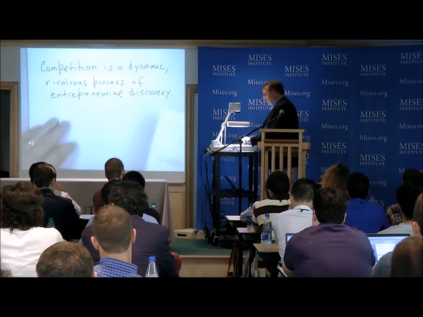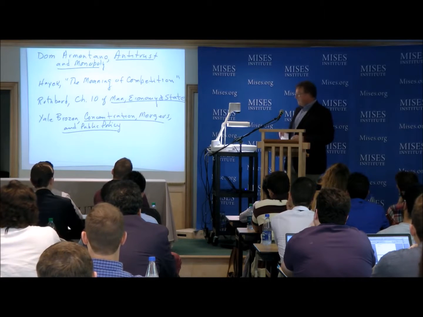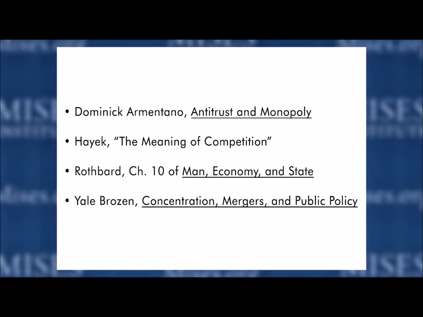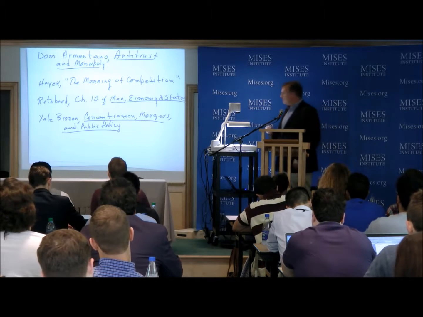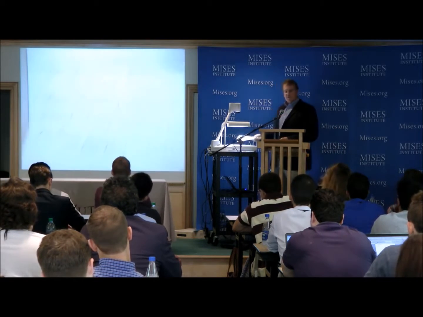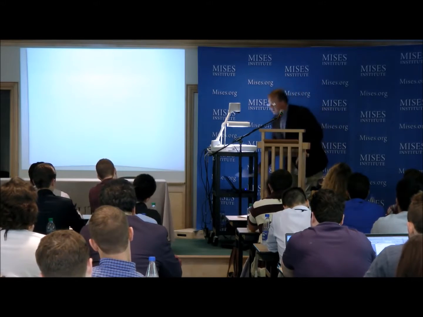And by the way, I wrote down a few books. If you want to follow up in this whole area, here's a little bit of reading. One of my favorites is an old classic by Dom Armentano, Antitrust and Monopoly. The essay by Hayek, The Meaning of Competition. Chapter 10 of Man, Economy, and State on Competition and Monopoly. And I'm going to talk about industrial concentration and all these studies that were done over the years of the link between industrial concentration or mergers and profitability and competitiveness. And I consider this an old classic too, Yale Brozen, Concentration, Mergers, and Public Policy. It's a really nice work of economic history. I think it was published in the early 80s, but if you want to understand the history of economic thought aspect of this transformation in the theory of monopoly, that's a good book to read.